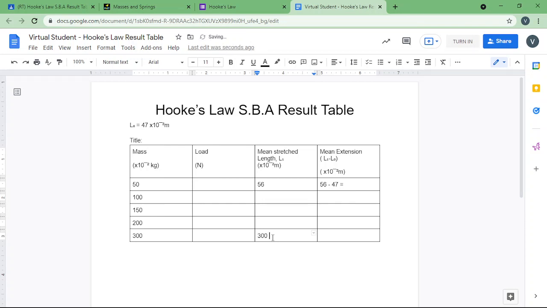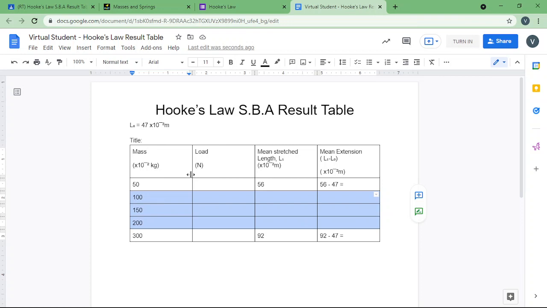So for 300, we're looking at 92. So this would be 92 minus 47. What we have done here is I've skipped this out. You will be doing that for yourself, so I encourage you to skip that out.